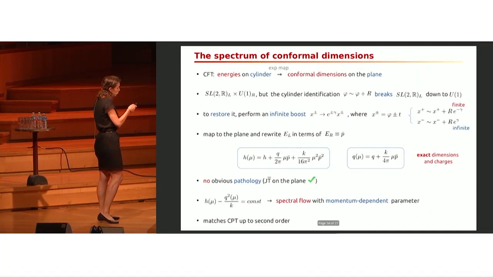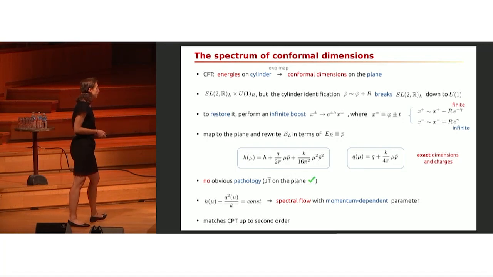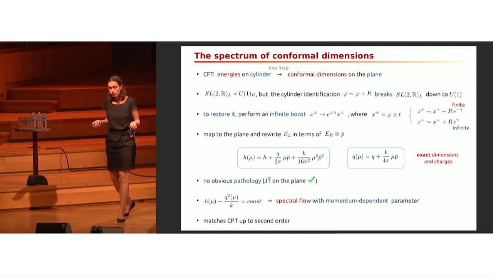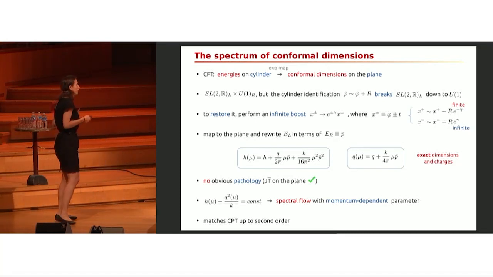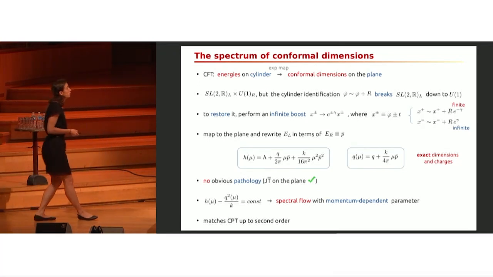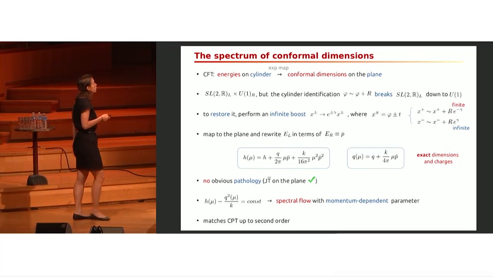So now let me show you the conformal dimensions. It's easy to compute them because I just showed you how to get the spectrum of the theory on the cylinder. And for example, if we had the CFT, we know the spectrum on the cylinder, we also know the conformal dimensions on the plane by using the exponential map.